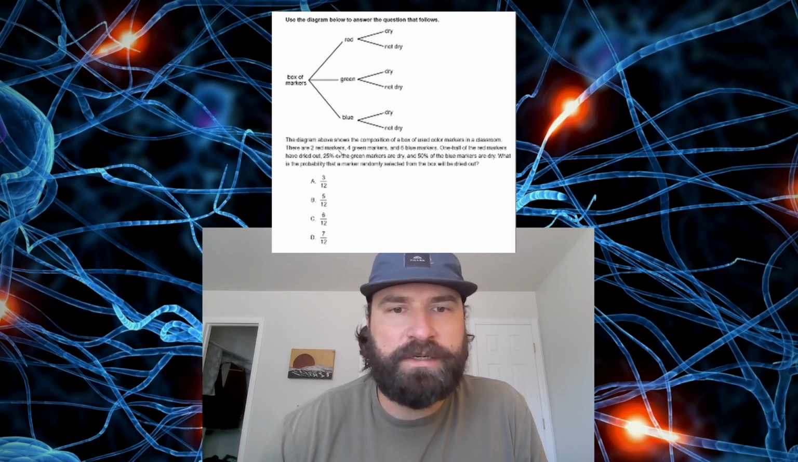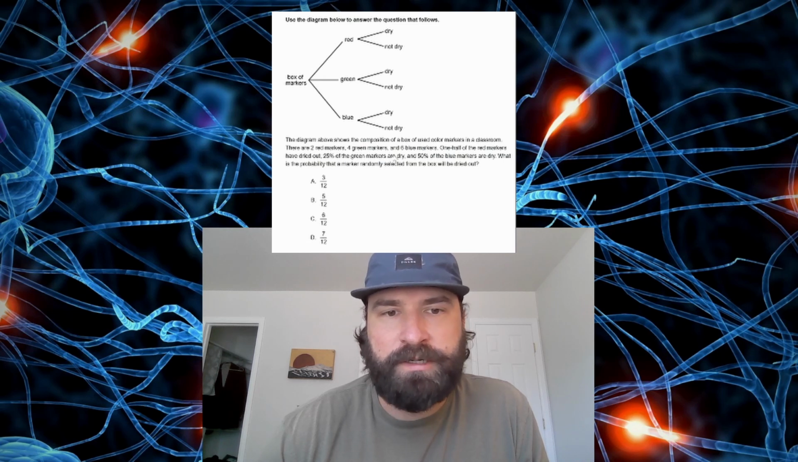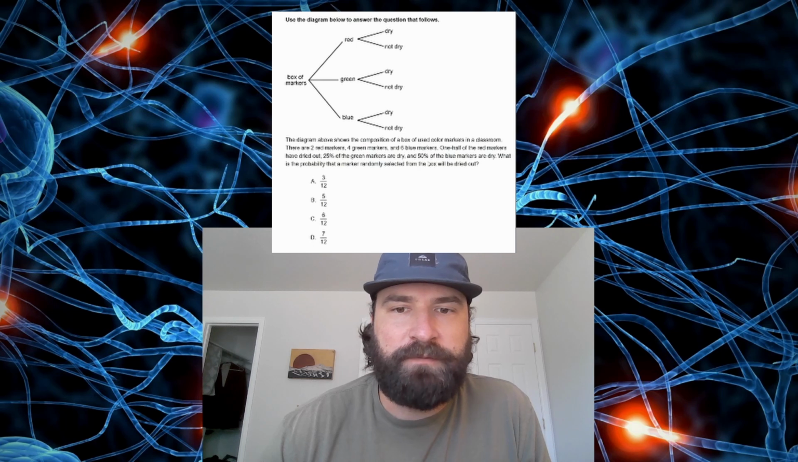There are 2 red markers, 4 green markers, and 6 blue markers. 1/2 of the red markers have dried out, 25% of the green markers are dry, and 50% of the blue markers are dry. What is the probability that a marker randomly selected from the box will be dried out?